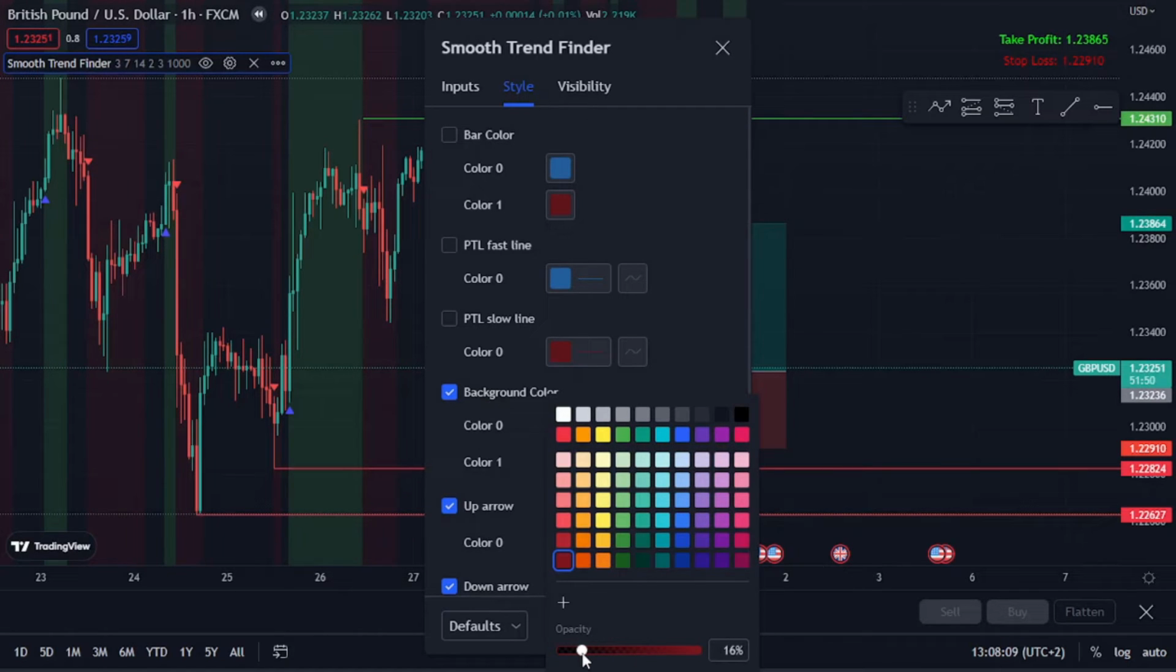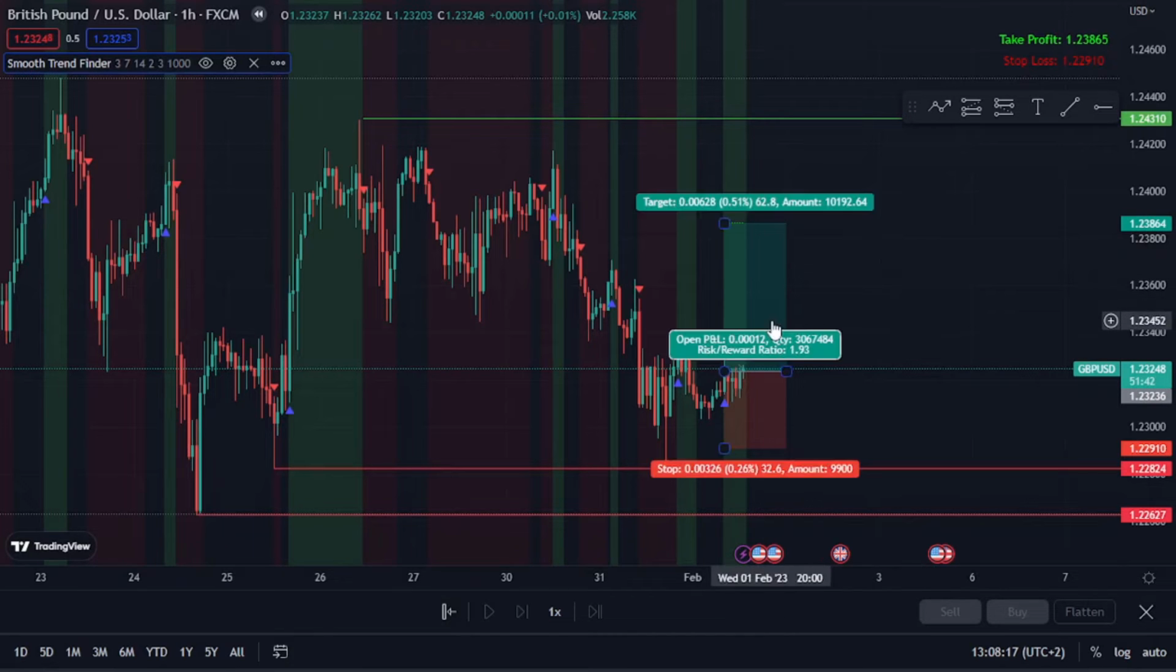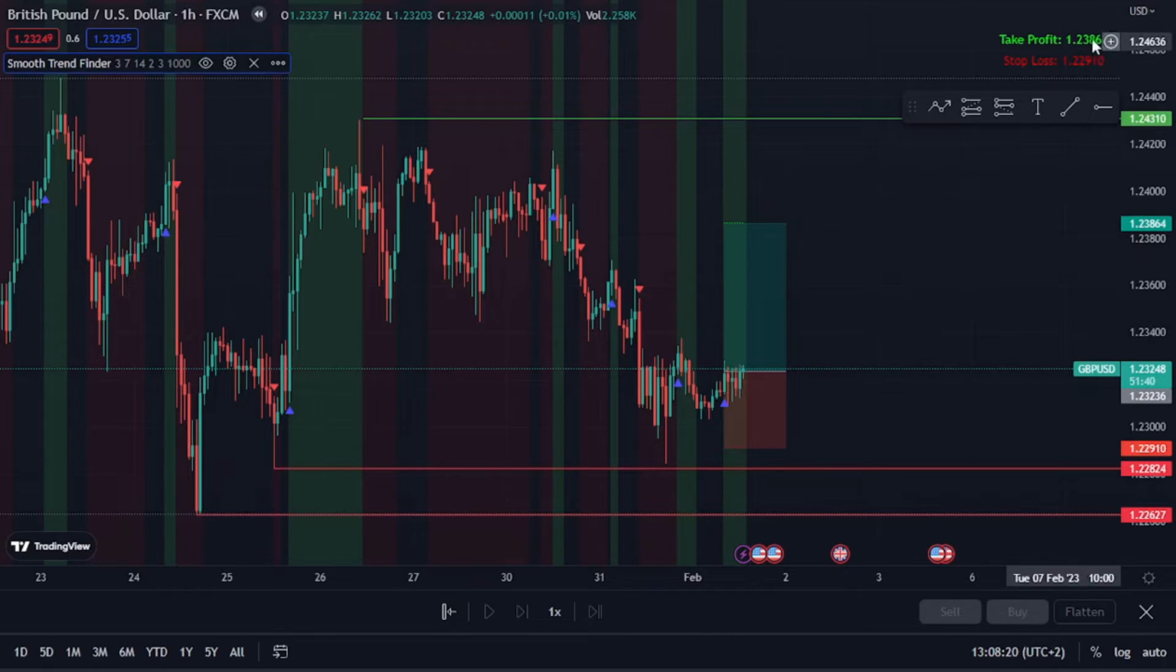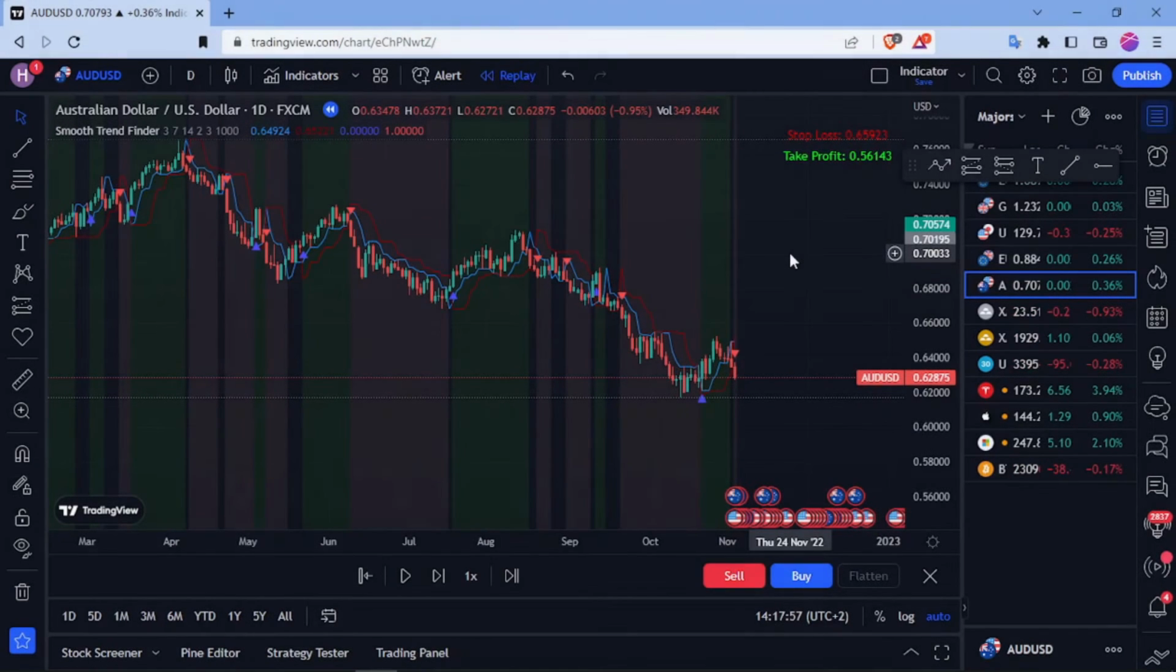Remember, using this on multiple time frames could potentially increase your accuracy and give you both entry and exit points in the market. It also provides you with a take profit and stop loss level. Next, we are going to take a look at the Australian dollar, United States dollar this time.